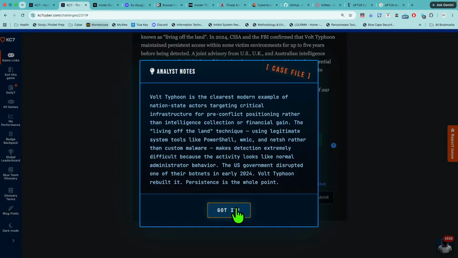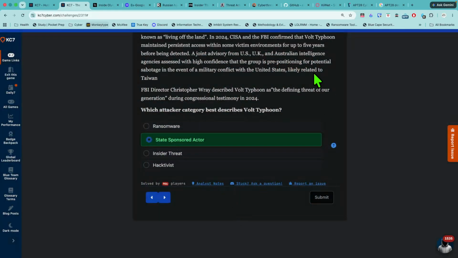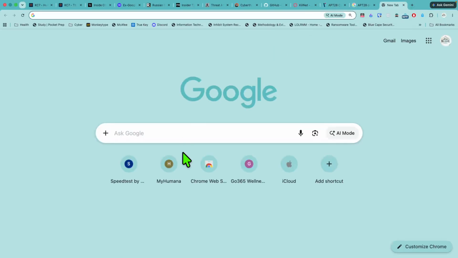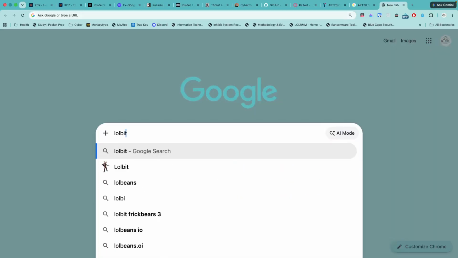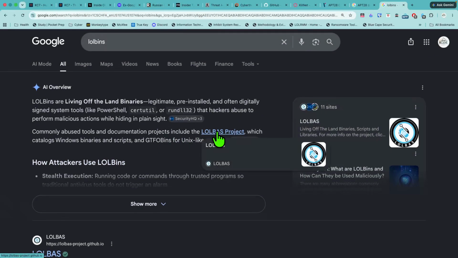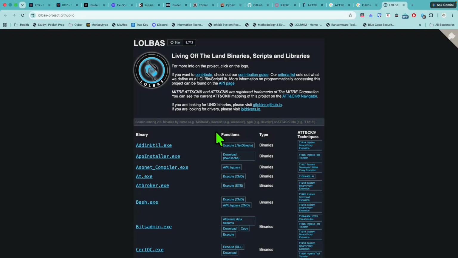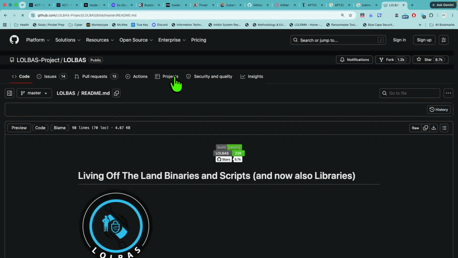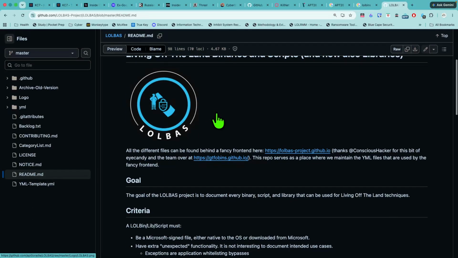All right, so let me explain more about living off the land because that is really beneficial to understand. And there's a really helpful website called LOLBAS. It's the LOLBAS project, yes. So what this does is that it contains living off the land binaries, scripts, and libraries. Also, you can click more about the project right here. So click on that.